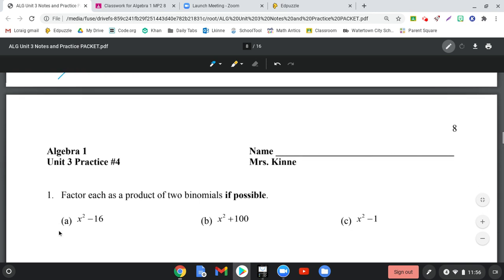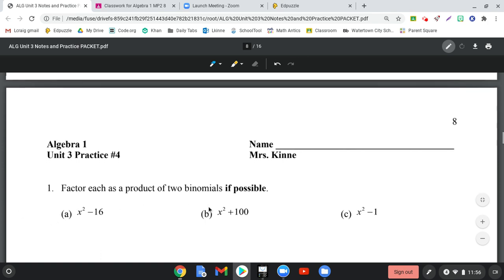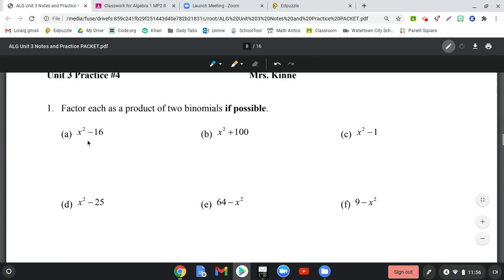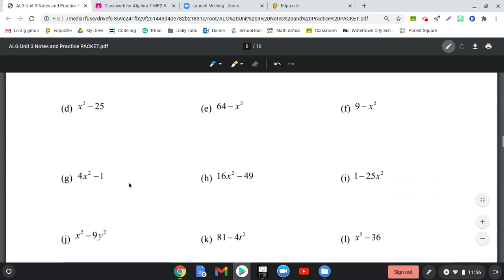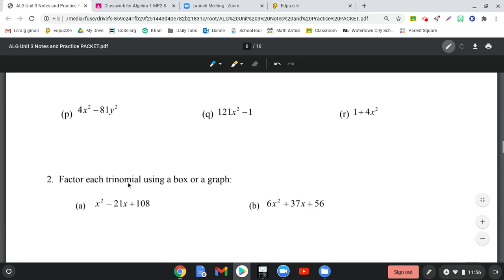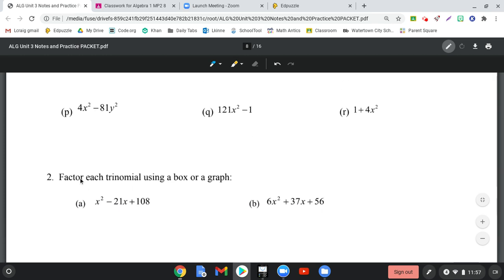All right, so I'd like for you to try on the next page, practice 4. All right, and you should be fine with all of these. I know that there's a lot, but it's just practice. You saw how quick and easy they are. So just try those. And then at the very bottom, factor each trinomial using box or a graph.